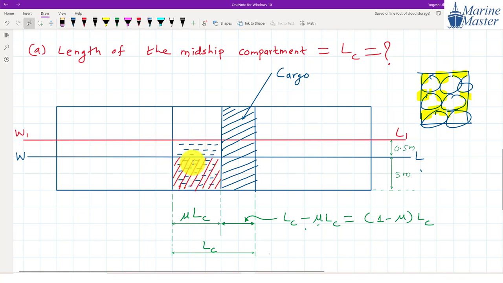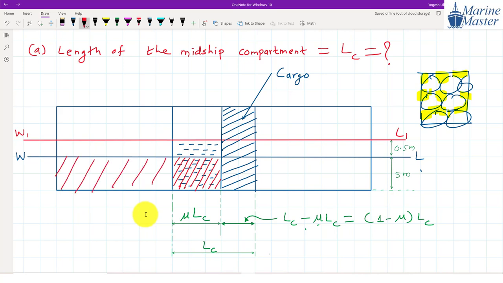Before the bilging, what was this portion of the ship doing? This portion that I have shown in this hatching is responsible for the buoyancy. Not only this portion, this entire portion is responsible, guys. Earlier, before the bilging, this entire portion was responsible for the buoyancy. Just imagine that.